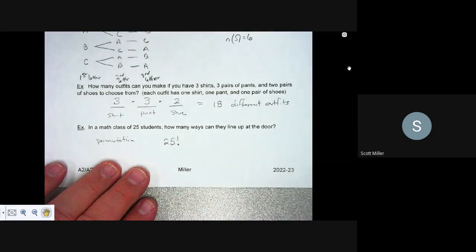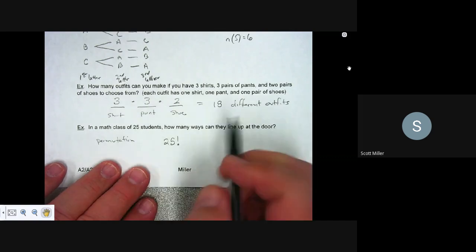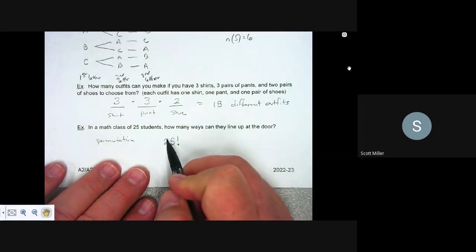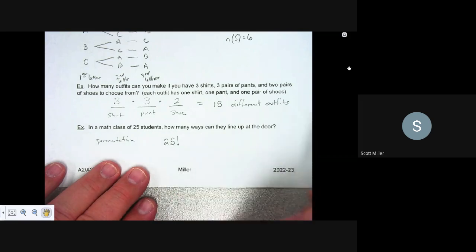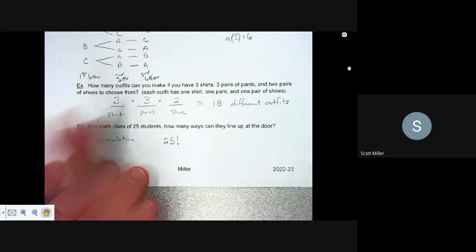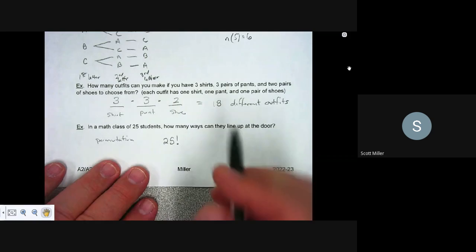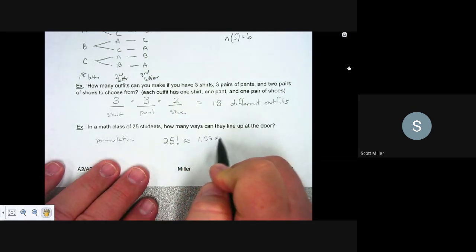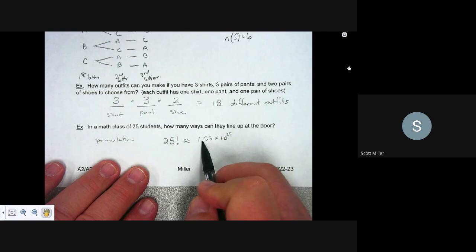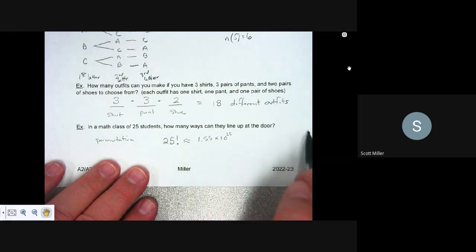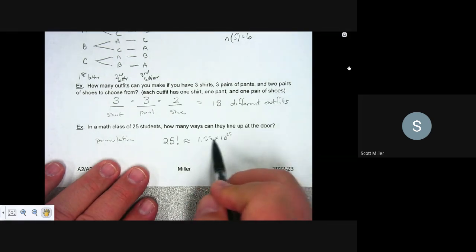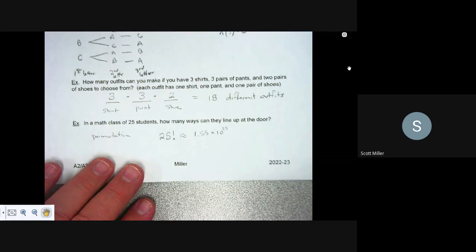Now, what would that number be on the calculator? That number would be really, really long. Okay, just so you know. So that's why we don't write out the number. It literally has well over 26 numbers associated with it. So it's 26 digits. So it's pretty long. It is approximately 1.55 times 10 to the 25 power. So just move the decimal point 25 places, and there's literally 155 and 23 zeros. It's an extremely large number.